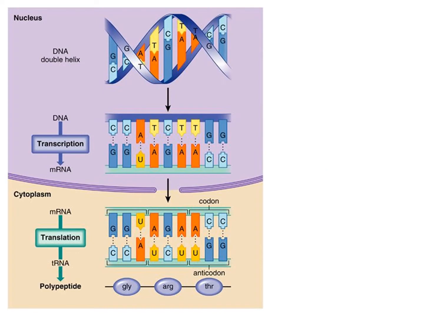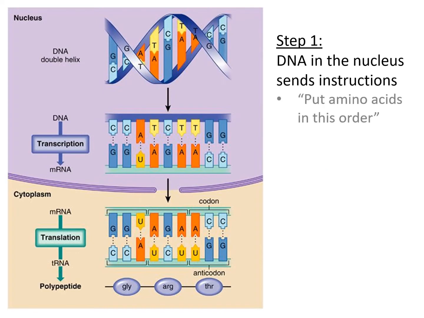Here's a cartoon representation of these processes. The top in purple is step 1. This is transcription. It occurs in the nucleus because that's where your DNA is housed. Transcription is when DNA sends instructions for the building of a particular polypeptide. It's saying in these genetic instructions, put amino acids in this specific order. And recall that amino acids are the monomers or building blocks of proteins.